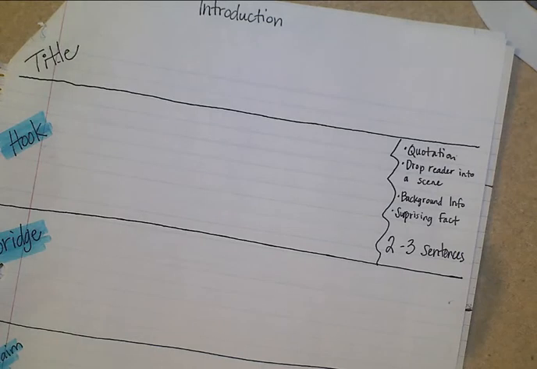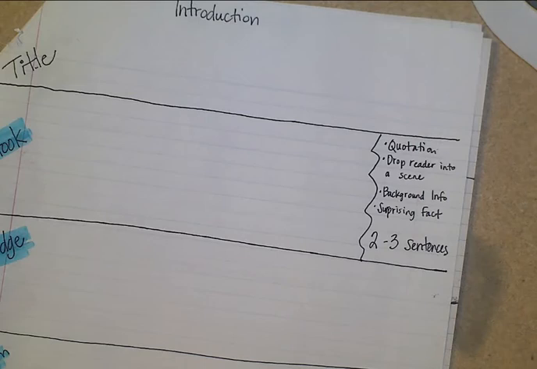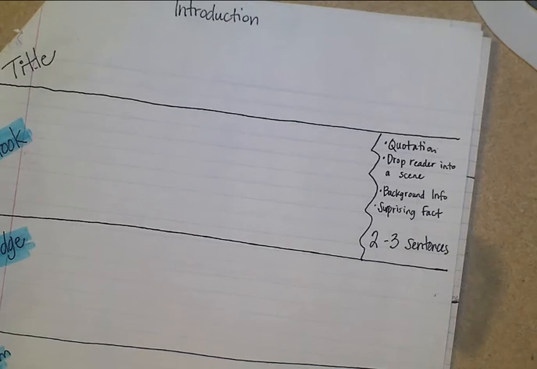You could drop the reader into a scene. So you could start with, imagine you are. Normally in formal writing, we do not allow you to use "you." We want you to stay with third person pronouns, he, she. But if you are dropping the reader into a scene, we allow just for the hook to use the word "you." So drop the reader into a scene.